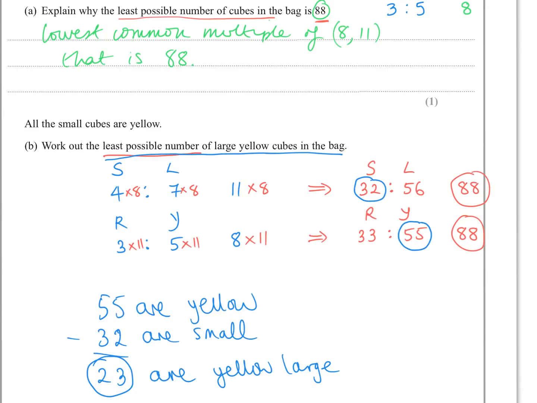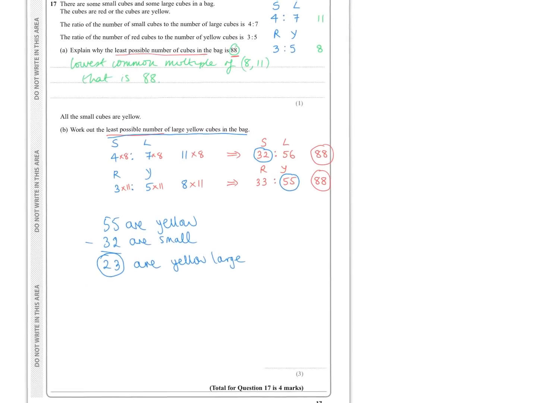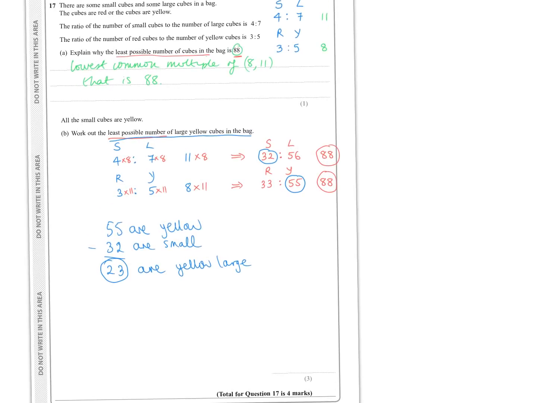So let's see how many marks that was for. There you go, that was for another 4 marks. So I'm just going to write the answer clearly here, 23.